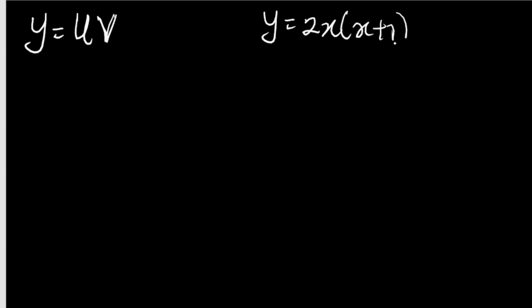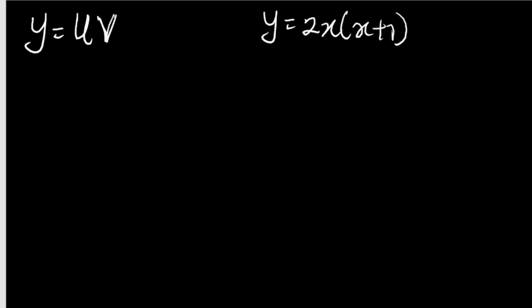In today's video, we'll be talking about the product rule. One thing about the product rule you need to know is y equals uv. It means that you are multiplying two things together. For example, let's say we have y equals 2x into the bracket of x plus 1.